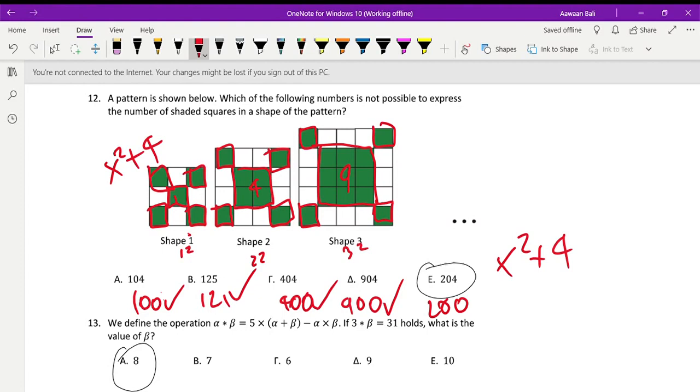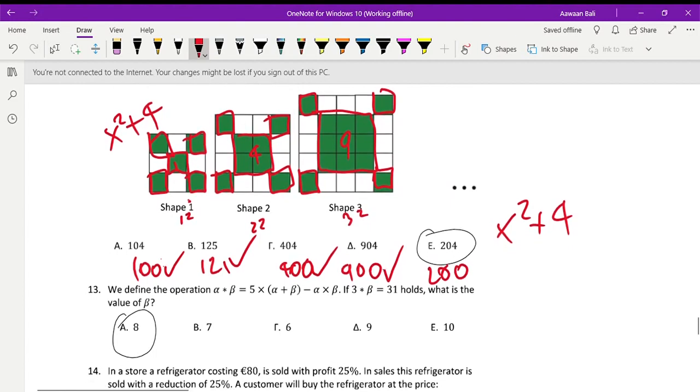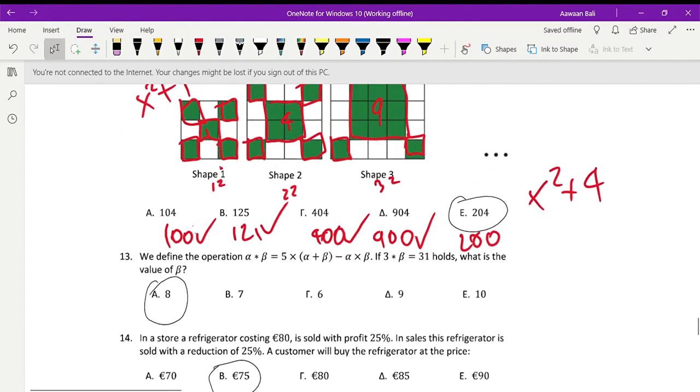However, 200 is not a square number. Therefore, the answer is eta, 204, since 200 is not a square number. There can't be a square in the middle, so it doesn't work. 204, eta, is the answer.